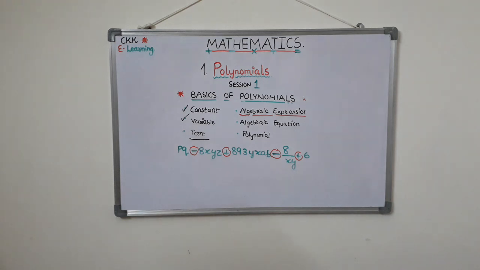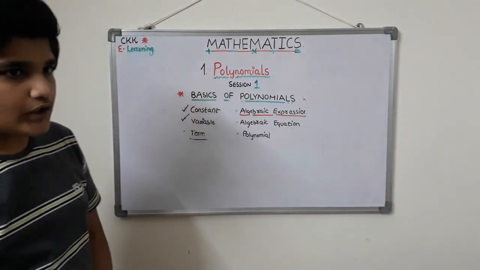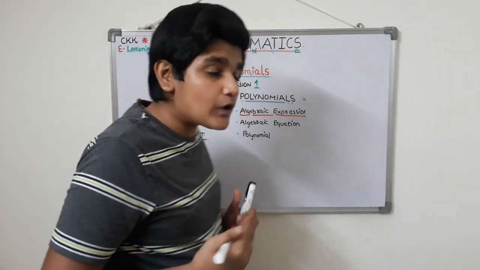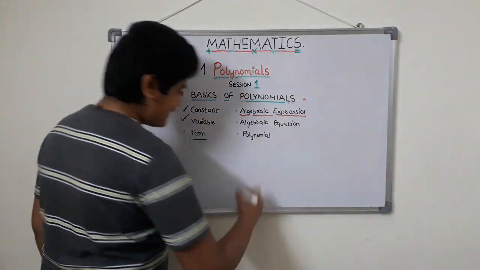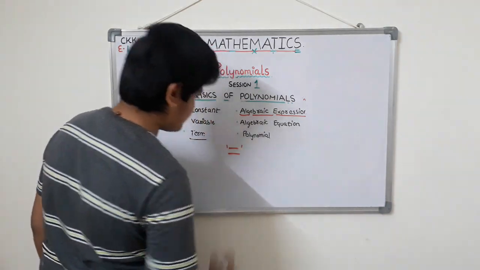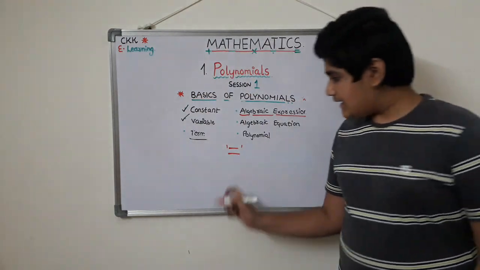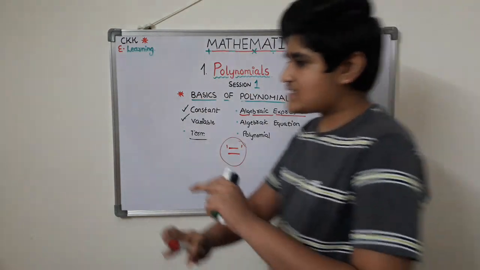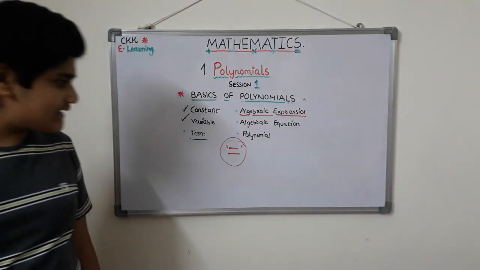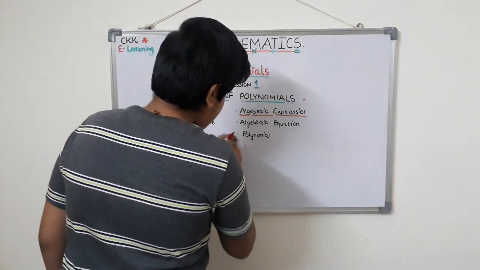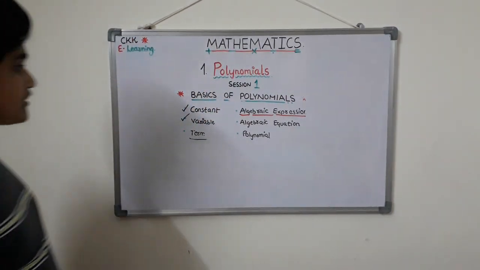Now let us proceed to algebraic equation. Now let us go to algebraic equation. I will tell you a very simple technique to identify an equation. Now see, when you get the symbol equals to, then that is an equation. That's all. That is an equation. If you get the equals to symbol, that is the equation. Did you understand it clearly? Now let us take an example to understand what is the meaning of algebraic equation.